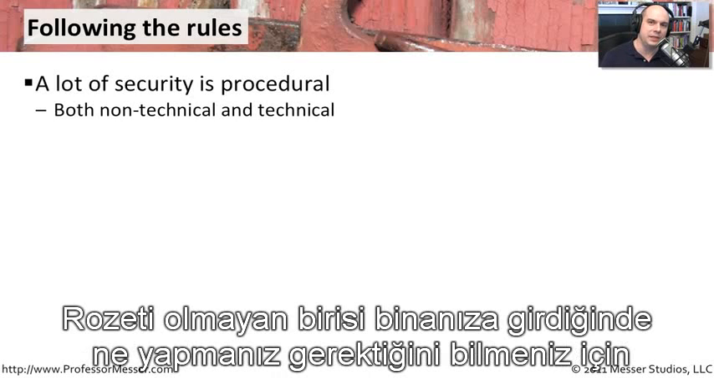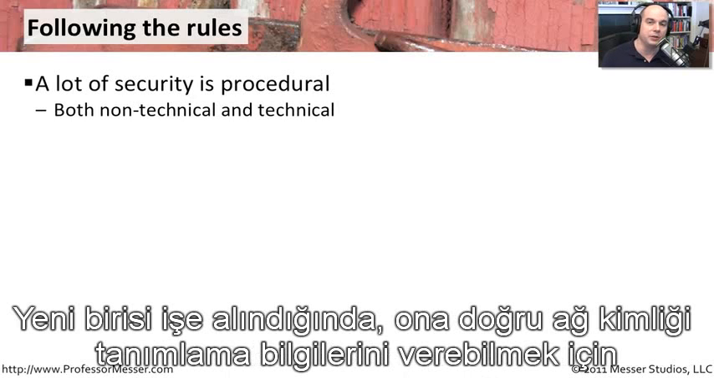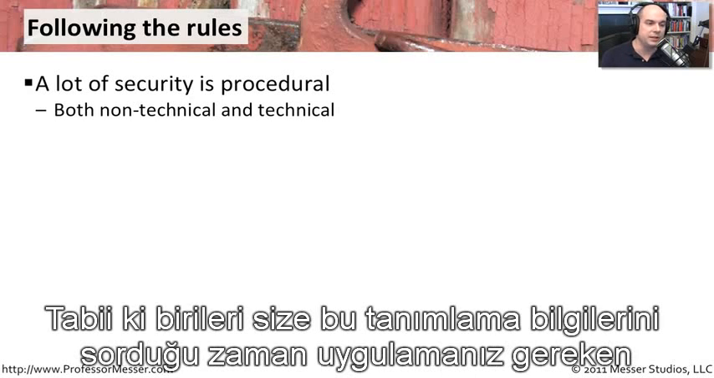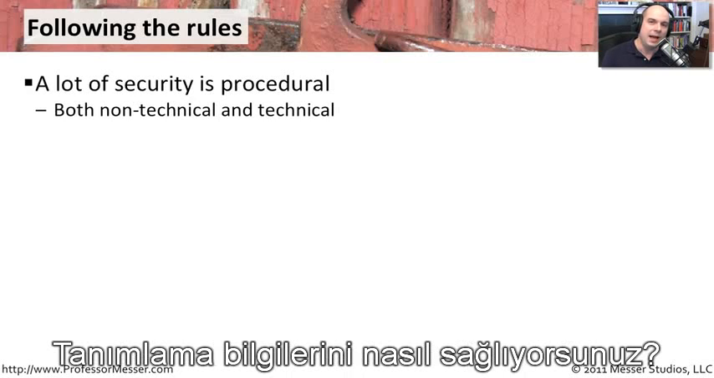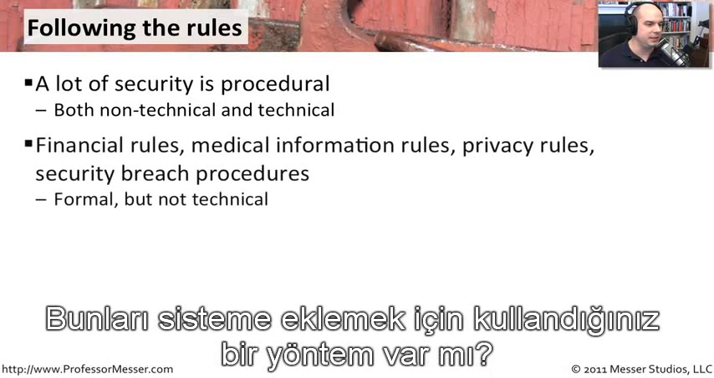You need policies and procedures on what happens when somebody walks into your building and they don't have their badge. You need policies and procedures when a new person is hired. What is the process for getting them the proper credentials to the network? And of course, there are technical procedures as well. When somebody is asking for those credentials, how do you provide those credentials? There's got to be a way that you provide that into your system.